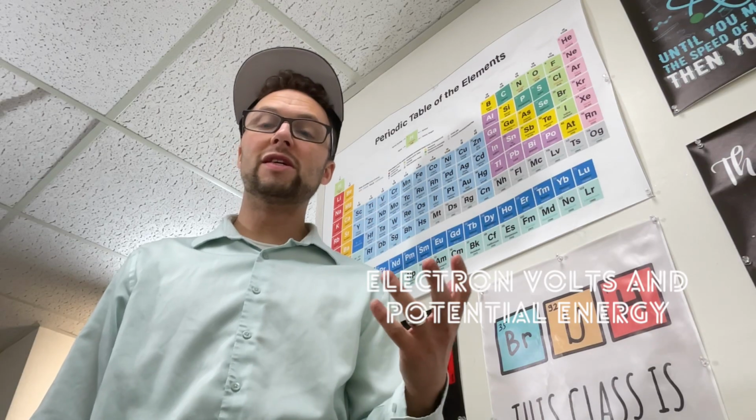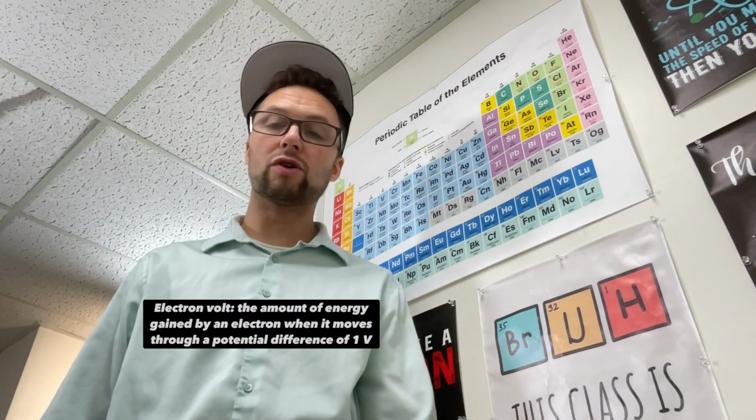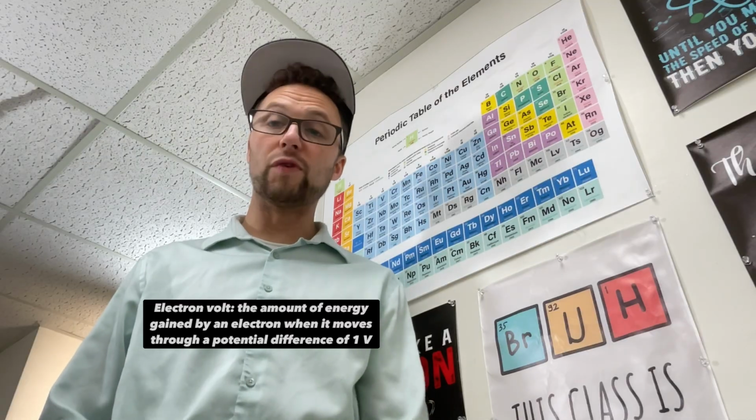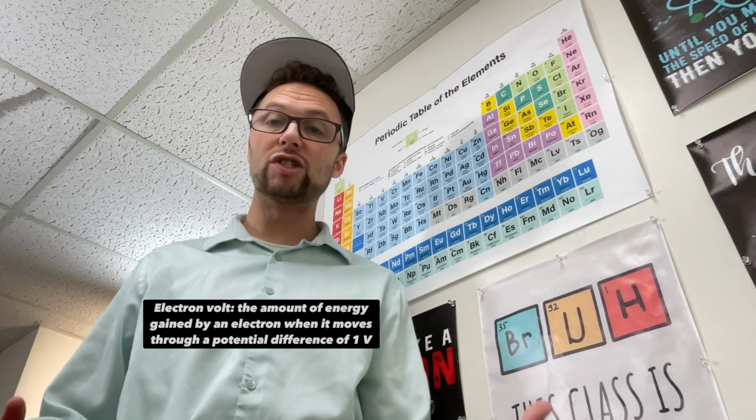Now, one of the more commonly used units of energy when it comes to atomic and nuclear physics is something called the electron volt. What the electron volt represents is the amount of energy that the electron has gained as it's being pushed through a potential difference of 1 volt.